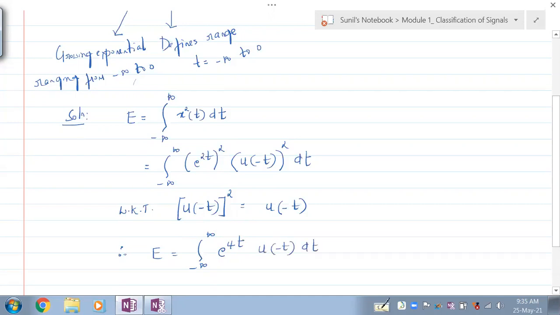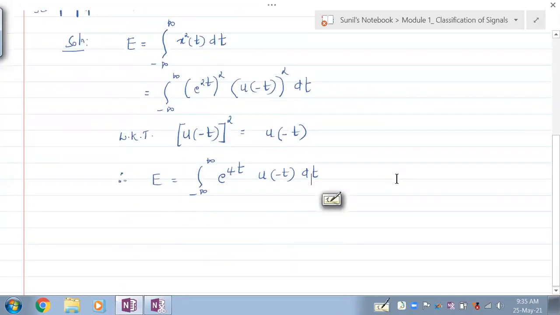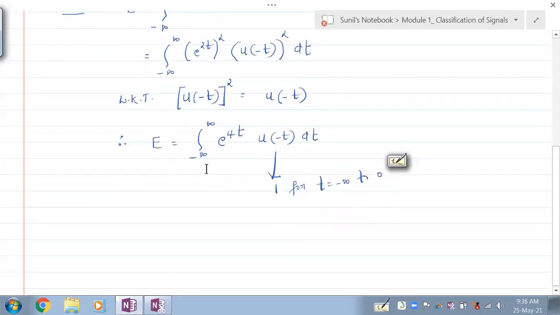Now this u of minus t is 1 from where to where? Let me make the representation simple. It is 1 for t ranging from minus infinity to 0. So there is no need to go from minus infinity to plus infinity. If we go from minus infinity to 0, that is much more than sufficient. Everybody understand that point?